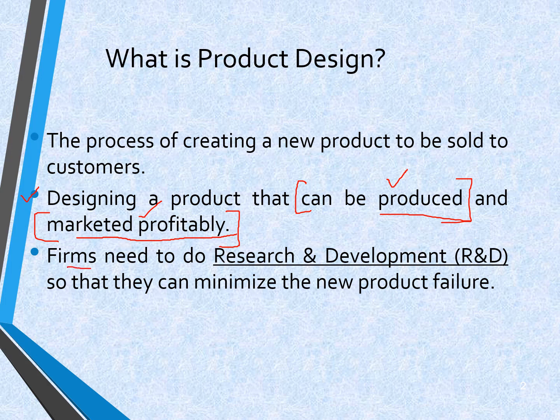Okay, so what should the company do in order to design a product? The company or the firms here need to do research and development, or R&D, so that they can minimize new product failure. We are talking about designing a new product here. So the company must do this first, research and development, so that when they design a product, the product will not fail in the market. Fail here means cannot be sold, cannot make profit.